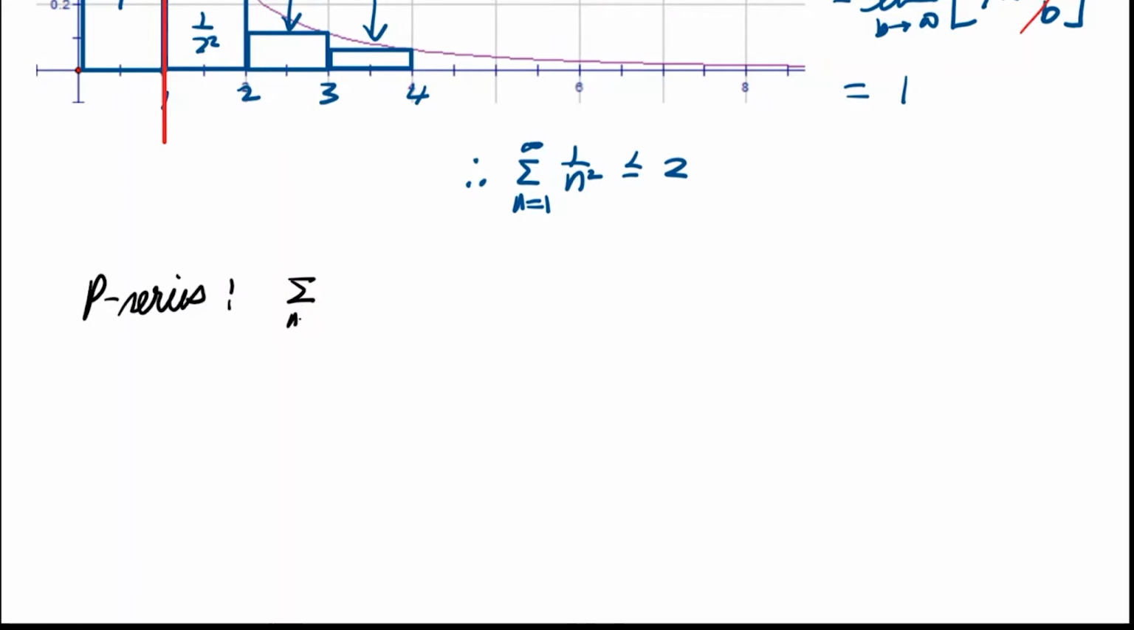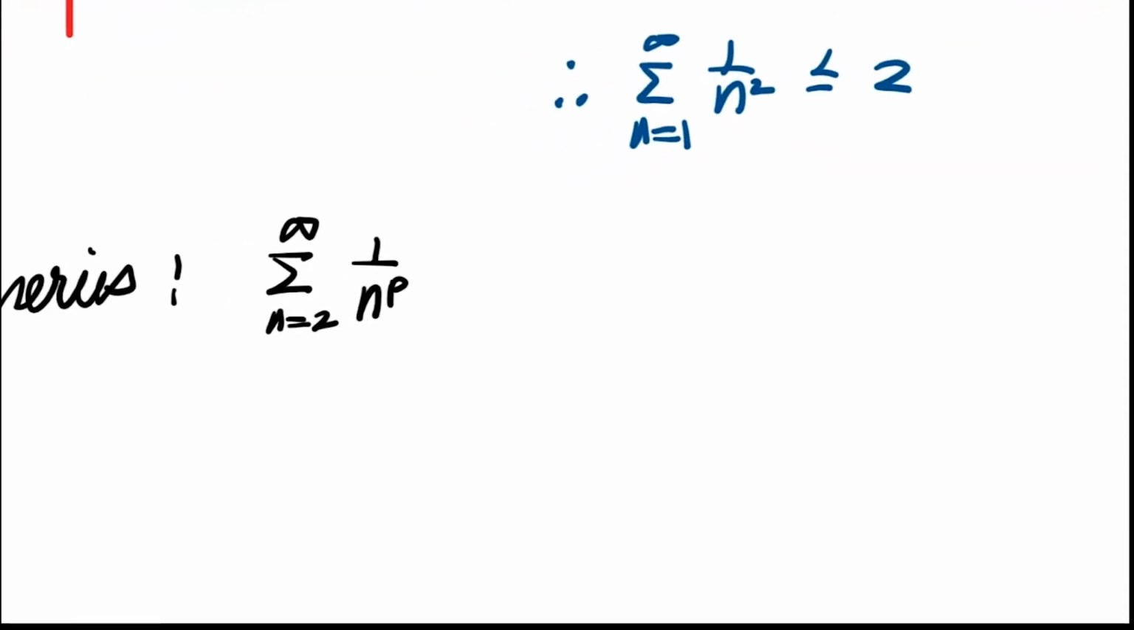Okay, so the p-series will start with 2, and 1 over n to the p power. I'm going to zoom in a little bit. And this needs to be less than or equal to the integral from 1 to infinity. And you replace n with x like we did, right? Some people keep n and integrate. That's kind of annoying.